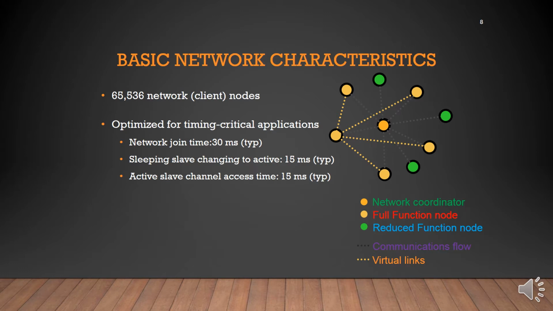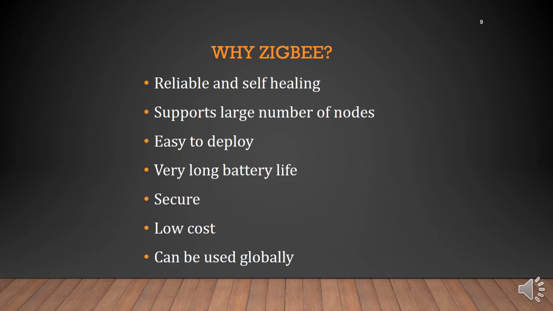The network coordinator is a full function node. These others are the reduced function nodes. The communication for a reduced function node will be different. The virtual links are connected to the network coordinator. So why ZigBee? ZigBee is reliable and self-healing. It supports a large number of nodes and is easy to deploy. It offers a very long battery life, is secure, low cost, and can be used globally.